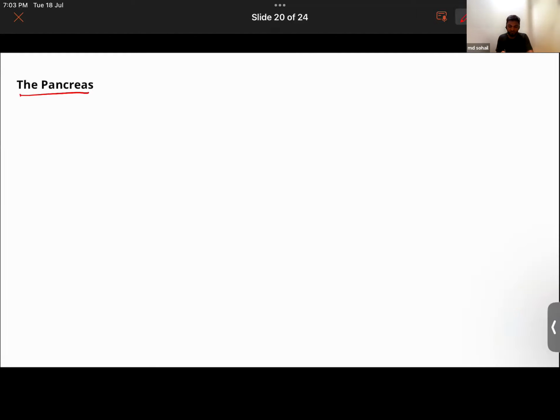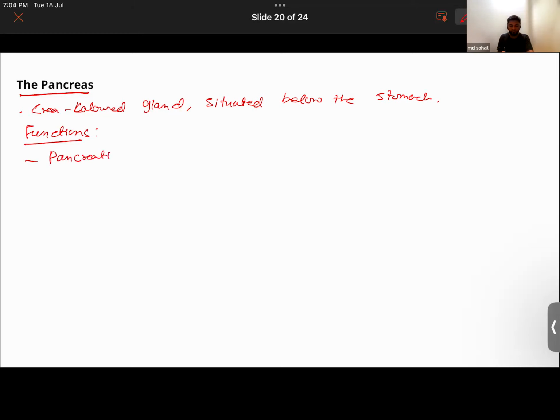The pancreas, we talked about it earlier. It's a cream-colored gland situated just below the stomach, right? Functions include what? It secretes pancreatic juice, and its function we already talked about. So let's move ahead then, right?